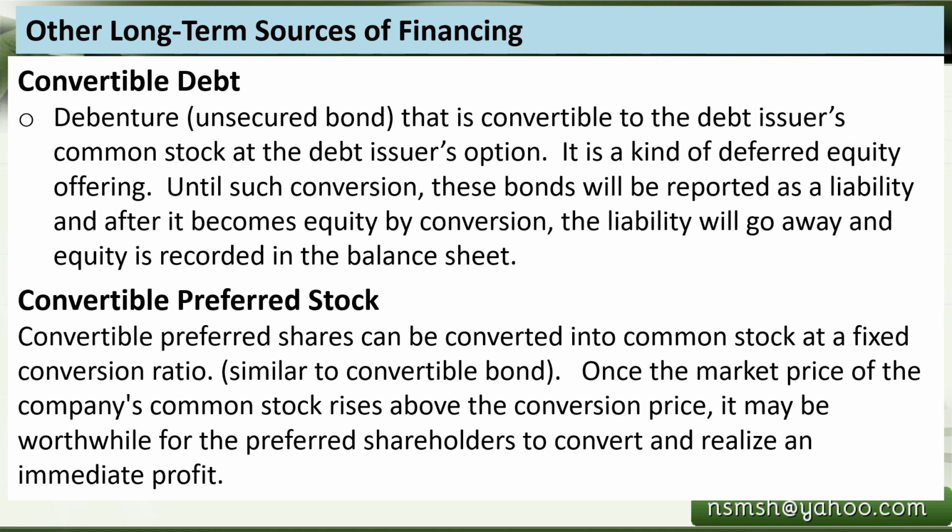Convertible debt and convertible preferred stocks are other long-term sources of financing, like debentures, an unsecured bond that is convertible to the debt issuer's common stock at the debt issuer's option. And convertible preferred shares can be converted into common stock at a fixed conversion ratio. If there is any convertible option within a short period of time, for example 4 or 5 years, it can be treated as medium term financing also. That is a good option. Once the market price of the company's common stock rises above the conversion price, it may be worthwhile for the preferred shareholders to convert and realize an immediate profit. So that is also a good option.